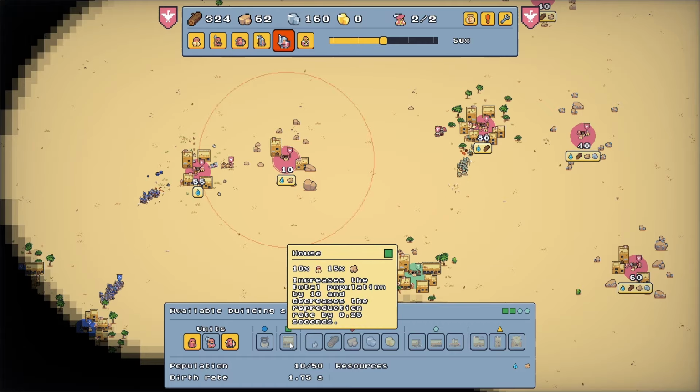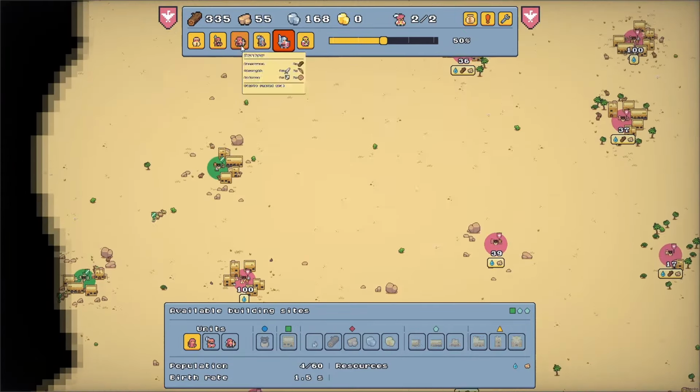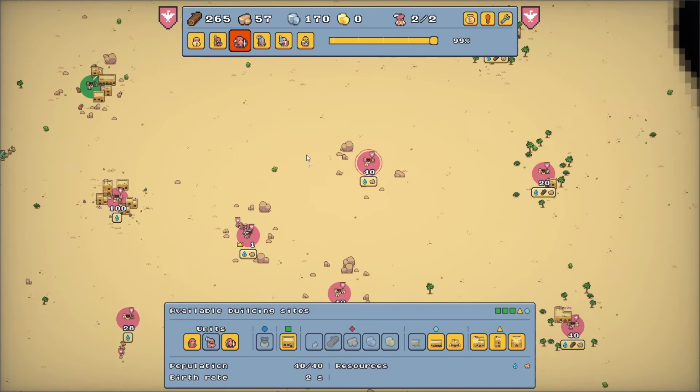Right, come on, we want a house in this one, and then that'll increase our population production. How are we looking everywhere else? Looking okay. Right, let's take this one out.